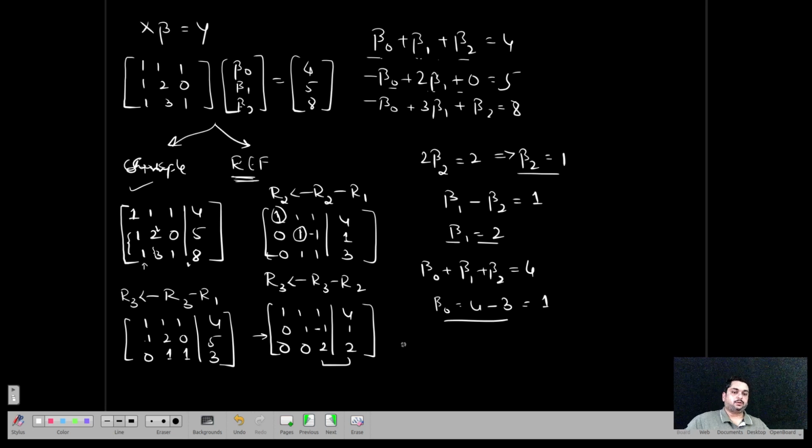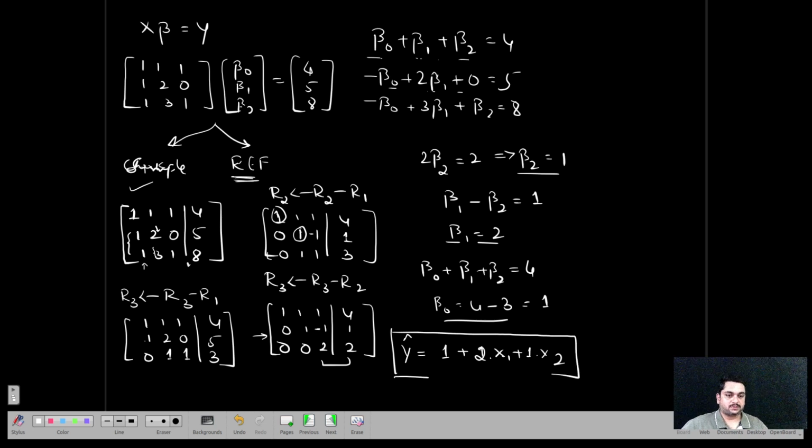So now you fit the regression line. The predictor is equal to beta naught, which is 1, plus beta 1, which is 2, into x1, plus 1 into x2. This is my multiple linear regression model for this data. This is how you have to solve.